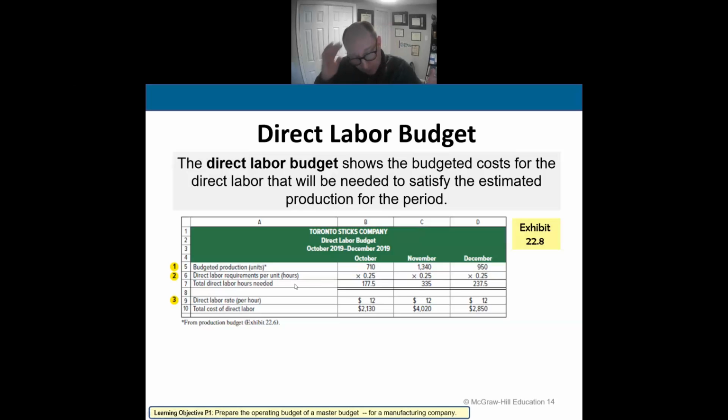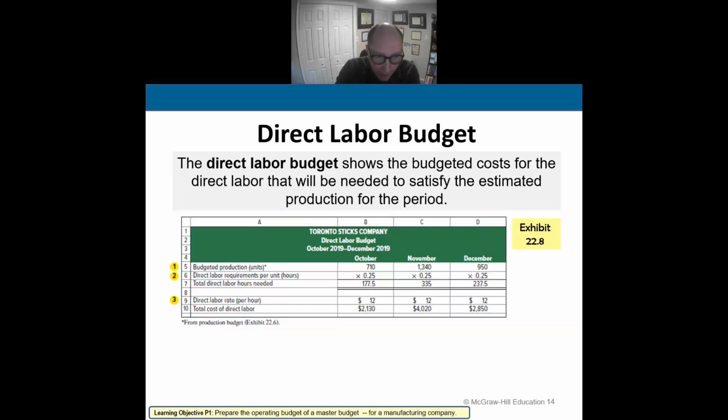Okay, so we talked about the production budget, which led us to the materials budget, which also means we need the budget for labor. Because remember, direct materials, direct labor, factory overhead, these are the three things that make a product. So I need a budget for labor. This tells me how much money I need to set aside for my employees that are making these hockey sticks. And I do that for each month.